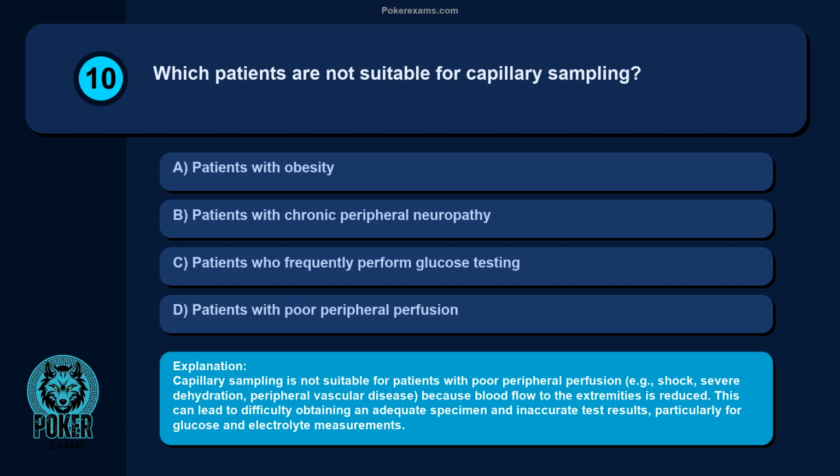Capillary sampling is not suitable for patients with poor peripheral perfusion, e.g., shock, severe dehydration, peripheral vascular disease, because blood flow to the extremities is reduced. This can lead to difficulty obtaining an adequate specimen and inaccurate test results, particularly for glucose and electrolyte measurements.